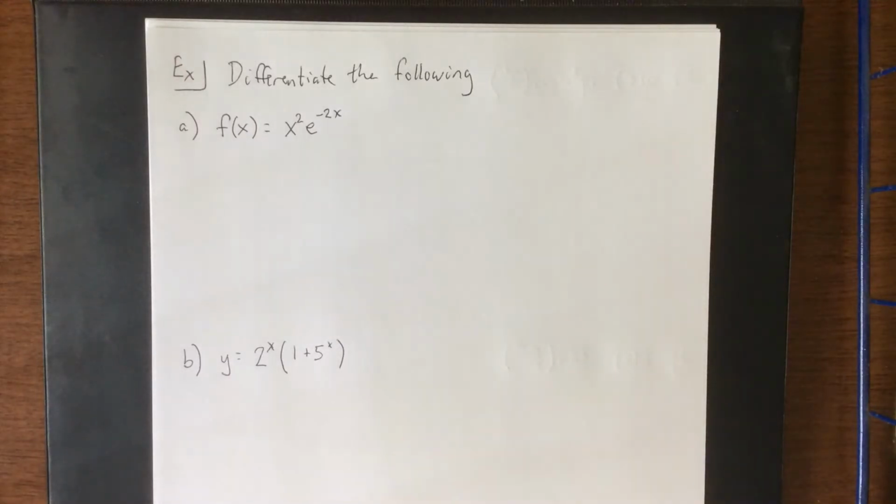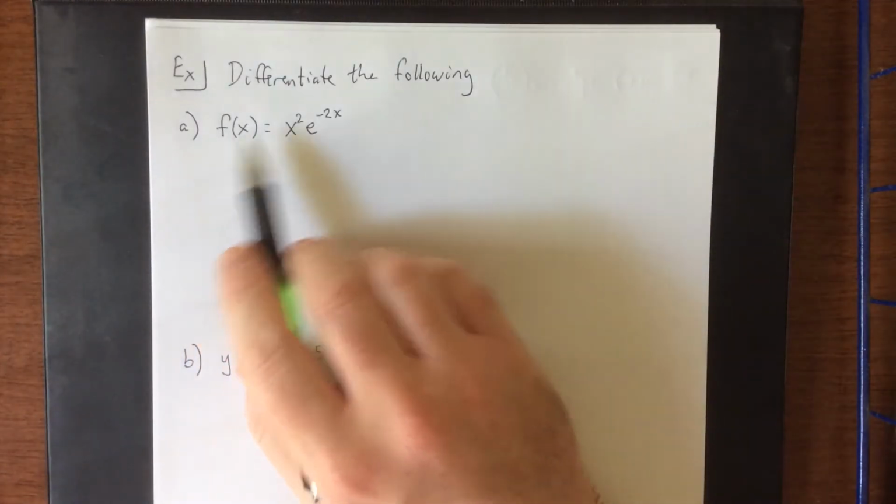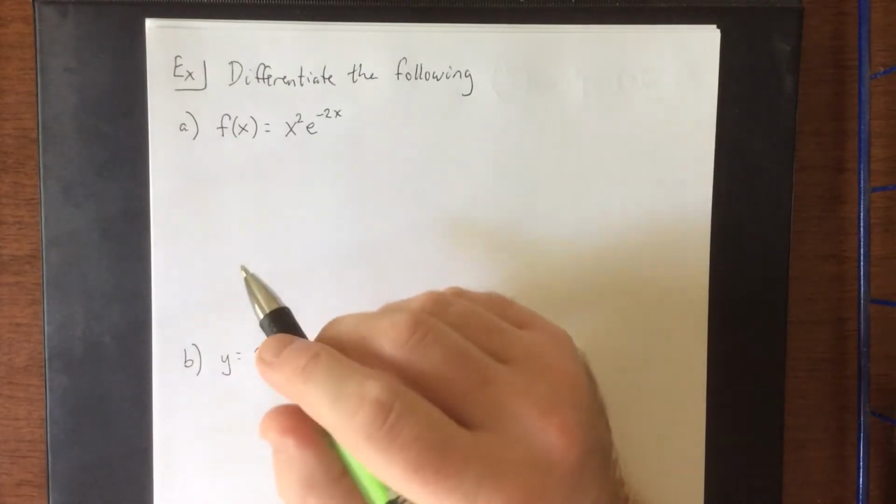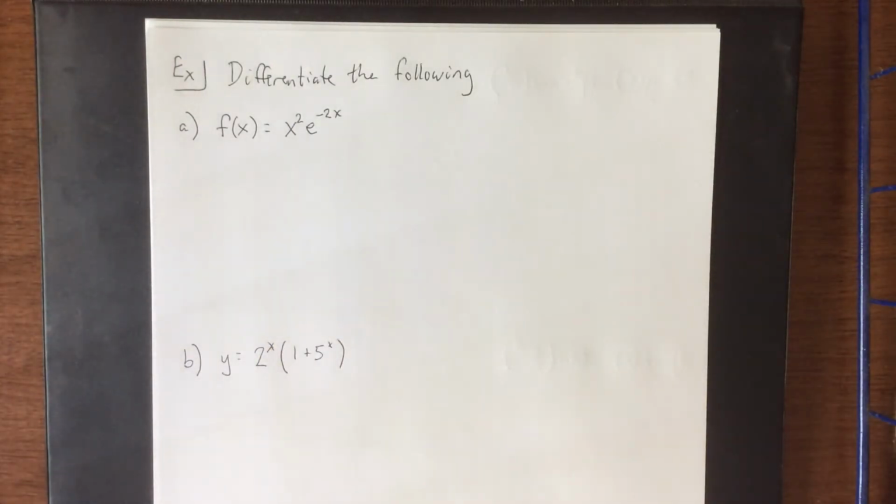Now that we've introduced our rule for derivatives of exponential functions, I'd like to combine them with several of our other rules that we have for differentiation. So first up, I would like to differentiate f of x is equal to x squared times e to the negative 2x power. Now we are going to proceed with the product rule.